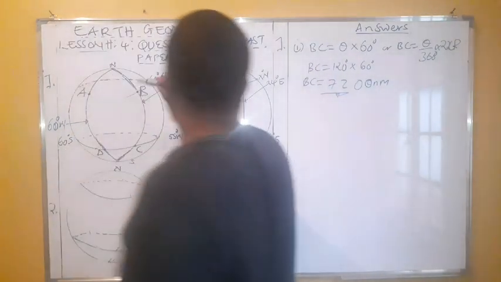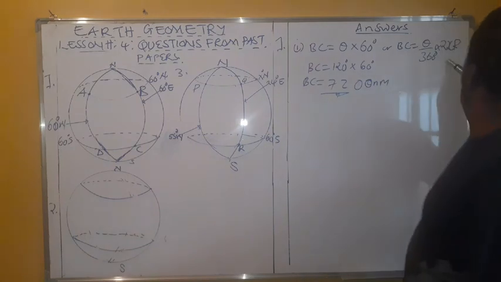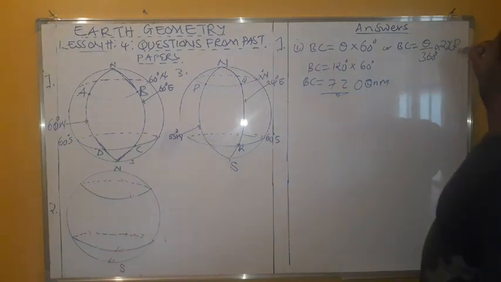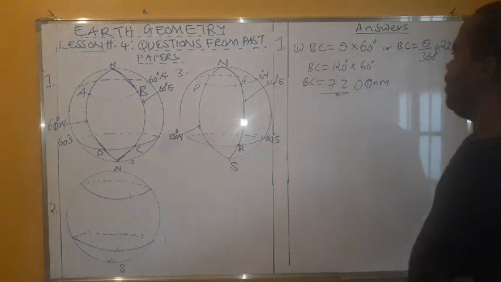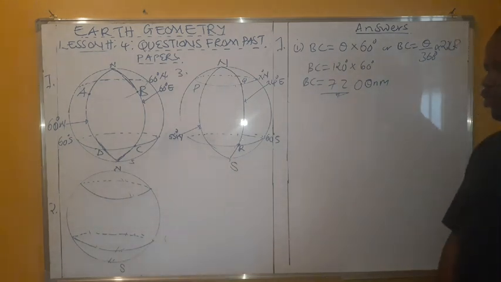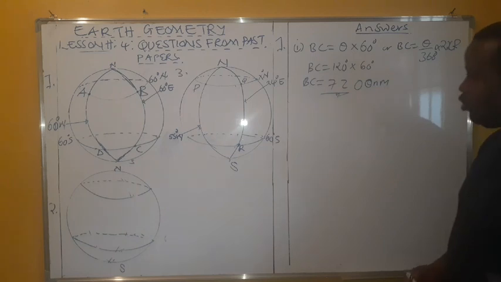If it were kilometers, you'd apply this one, but just change the radius: where there is the radius, you put 6370 kilometers. So that's Roman numeral 1.